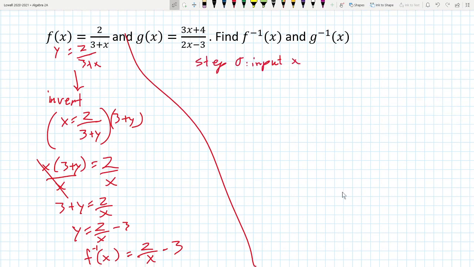Okay, step 0 is to input x, as usual. Okay, what is step 1? This is kind of awkward because there's like 2 step 1s, right? Because on top, you multiply it by 3, but on the bottom, you multiply it by 2. And so, you might be able to work this one out.